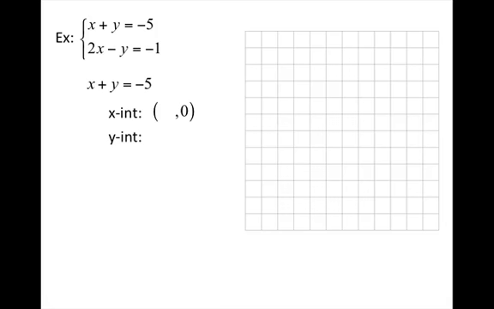So for my x-intercept, let y be 0. If y is 0, I have x plus 0, or just x, equals negative 5. So my x-intercept is the point negative 5, 0. For the y-intercept, let x be 0. If x is 0, I have 0 plus y, or just y. So cover up the x and you just have y equals negative 5. So the y-intercept is the ordered pair 0, negative 5.